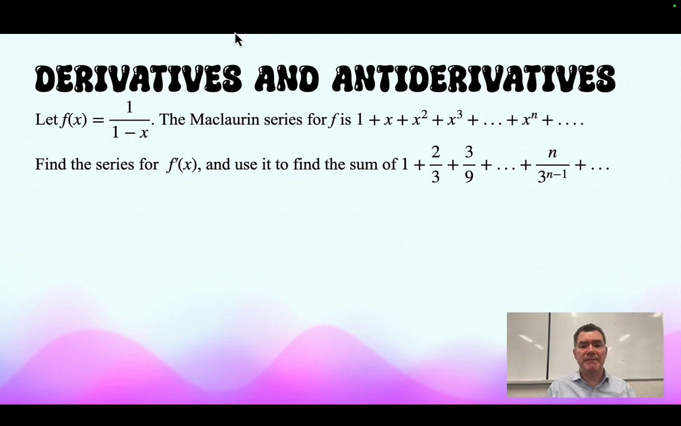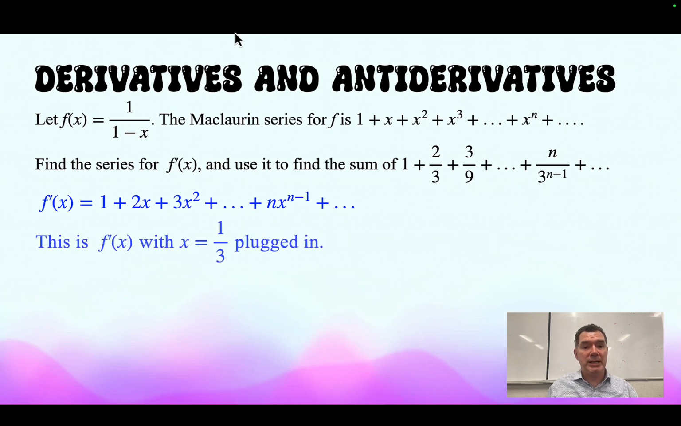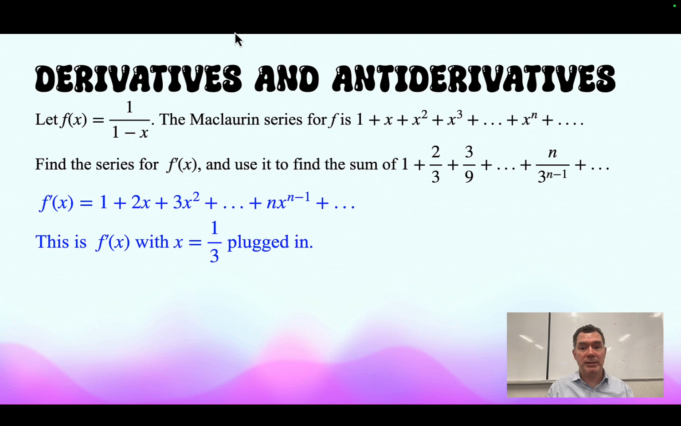So we're going to use this to find the sum of 1 plus 2/3 plus 3/9 and so on, n over 3 to the n plus 1. So let's find the derivative of the original series. The derivative of 1 is going to be nothing because it's a constant. The derivative of x is going to give me my first term here of 1. The derivative of x squared is 2x, and so on. And those are the derivatives of x to the n. So what I notice is it looks like the series that they gave me looks a lot like the one I found for f prime, but it's just got 1/3 plugged in.